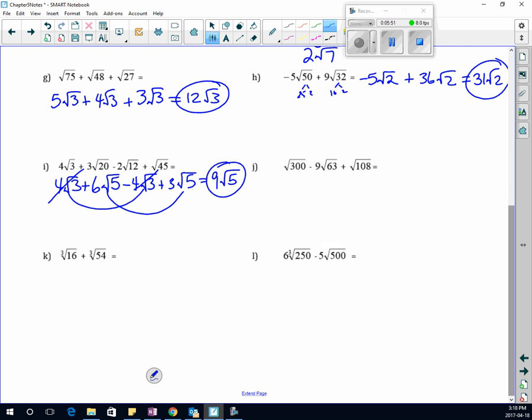100 can come out as a 10 root 3. 63, a 9 can come out as a 3, and there's a 9 already there, so that would be 27 root 7.